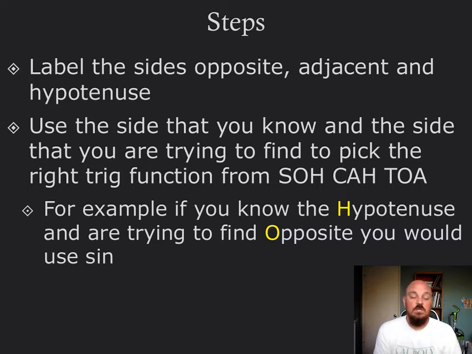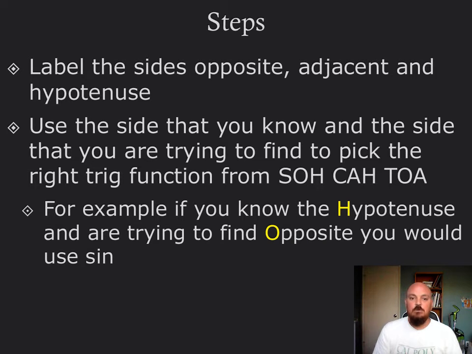Now, once you've done that, you have to look at the information in the problem. You take the side that you're trying to find and the side that you already know, and you ask yourself, which sides are those? Are they opposite? Are they adjacent? Are they hypotenuse? And that's how you're going to pick which trig function to use.